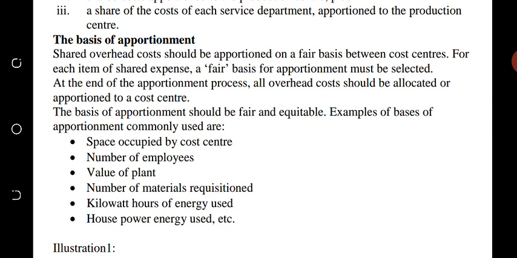Shared overhead costs should be apportioned on a fair basis between cost centers. For each item of shared expenses, a fair basis for apportionment must be selected. At the end of the apportionment process, all overhead costs should be allocated or apportioned to a cost center.